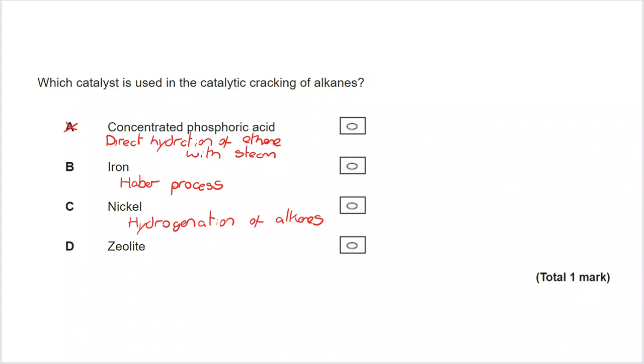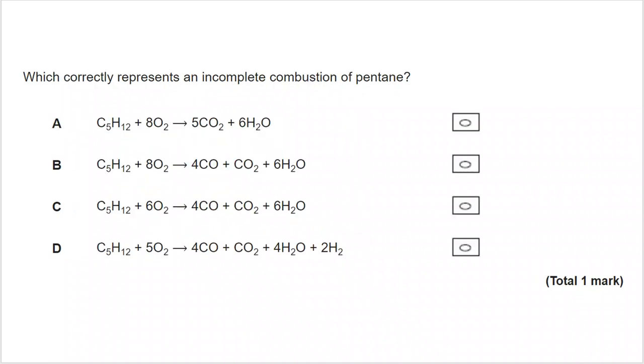And nickel is used in the hydrogenation of alkenes, and you'll also come across it in year 13 in a different hydrogenation reaction. Now that leaves us with zeolite, and you do have to remember that zeolite is the catalyst used in cracking. Next question.